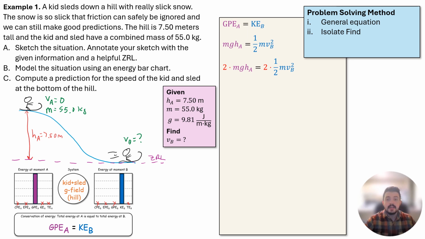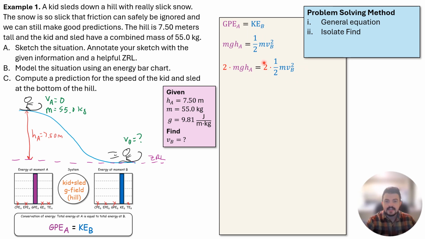Step 2 here is going to be to isolate our find. What is the find? What are we trying to find? It's the vB. So we're going to do some math to get vB on one side of the equal sign by itself. Anytime we have a fraction like 1/2, my first step is going to be to multiply every term by 2. So purple stuff multiplied by 2. Blue stuff multiplied by 2.